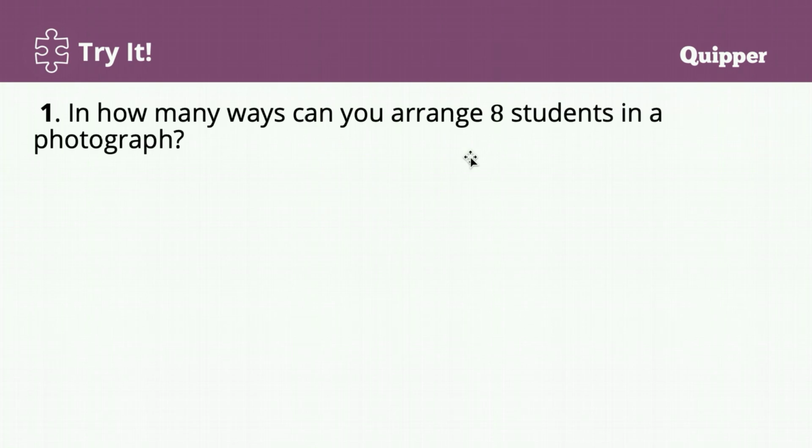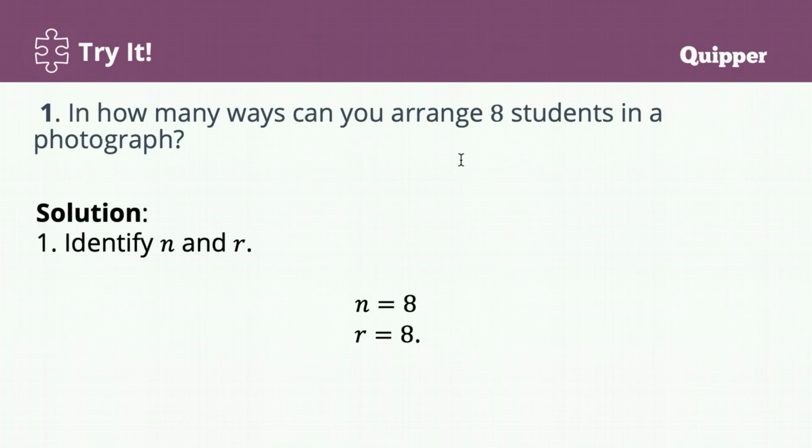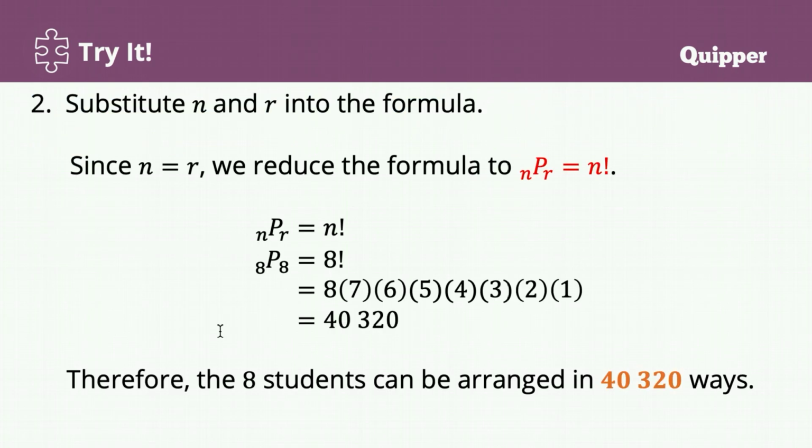In this problem, we need to determine the number of permutations of the students in a photograph. First step is identify n and r. There are 8 students, so n is 8. And all the students are to be arranged in a photograph at a time. So r is also 8. If n is equal to r, then we will be using the reduced formula. And that leads to our step number 2, in which we are going to substitute the values of n and r into our reduced formula.